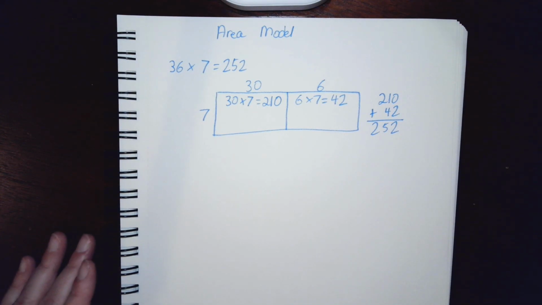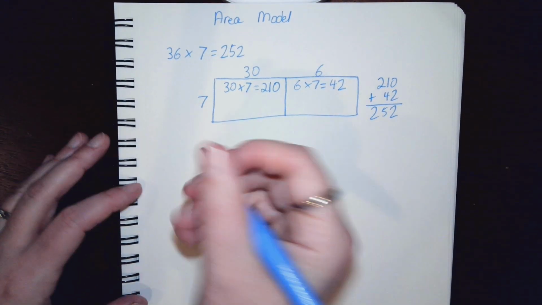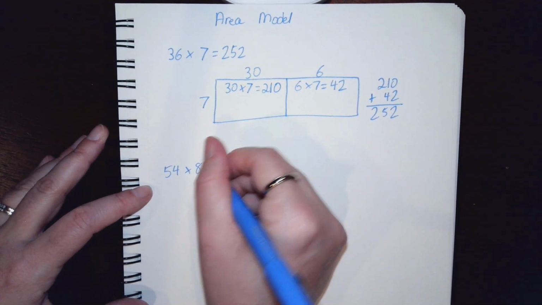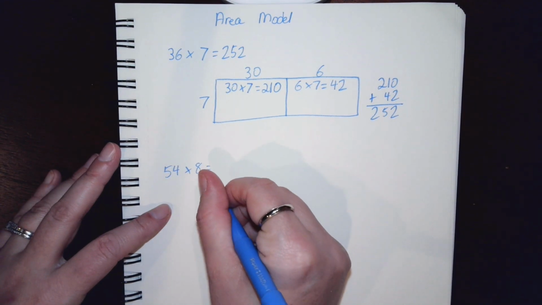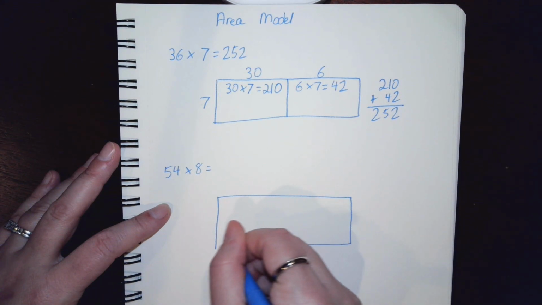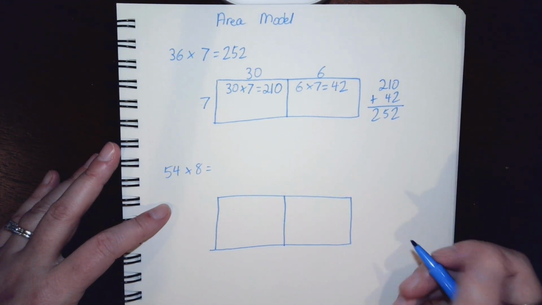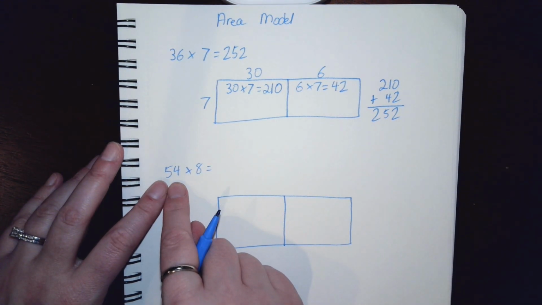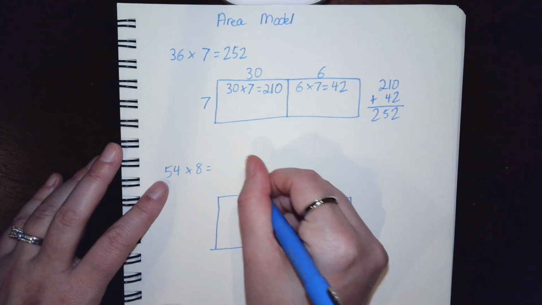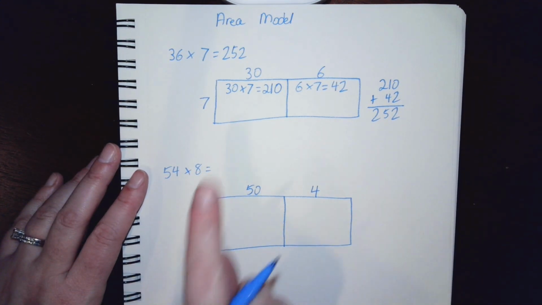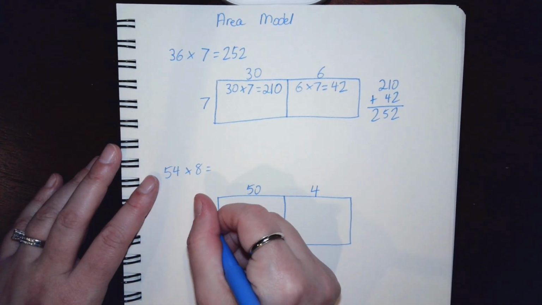Okay, let's do another one. Let's do 54 times 8. I'm going to draw my box. So it's a rectangle that I'm going to split in half. Okay. Now remember, I'm going to take this double digit factor and I'm going to expand it out. So if I have 54, I have 50 and 4. Okay. And then the factor I'm multiplying by is 8.